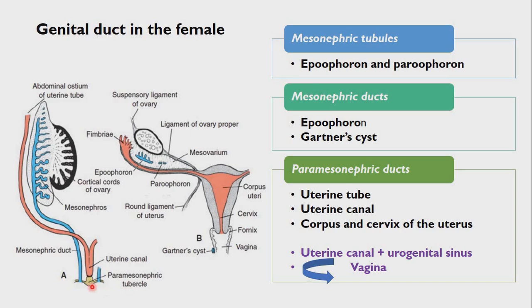The vagina will be formed by two portions. The first portion will be the caudal portion of the paramesonephric duct, and the second portion will be formed from the urogenital sinus, and this will give rise to the vagina.